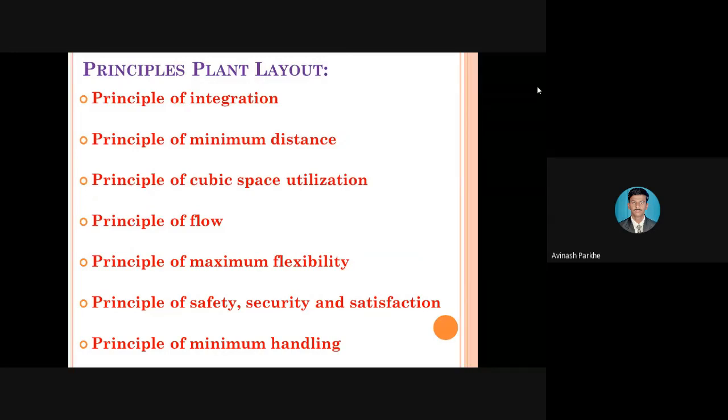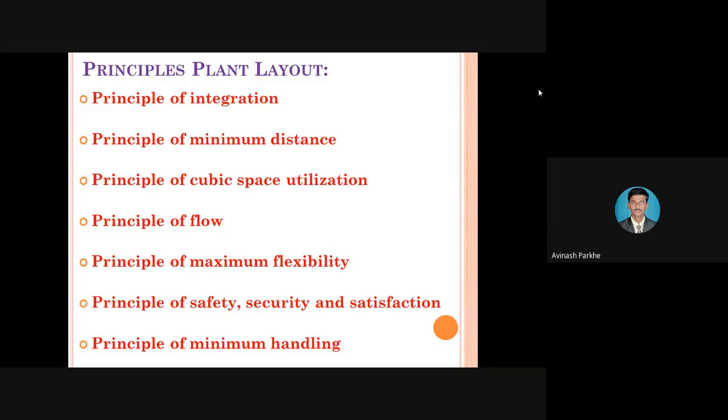Whenever I have to design the plant layout, or implement that plant layout in any type of industry, which principles do we have to consider? There are a total of 7 principles which we have to consider, and we have to apply all these 7 principles in the industry whenever we design the plant layout. So what is the first principle? That is the principle of integration.